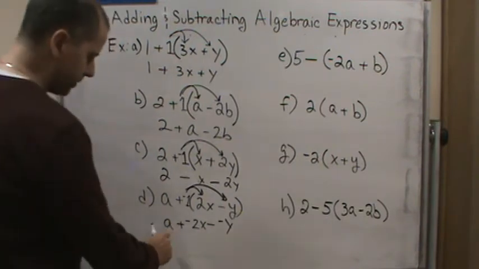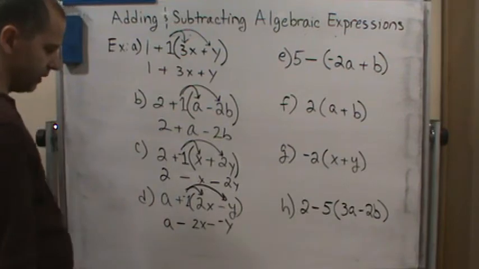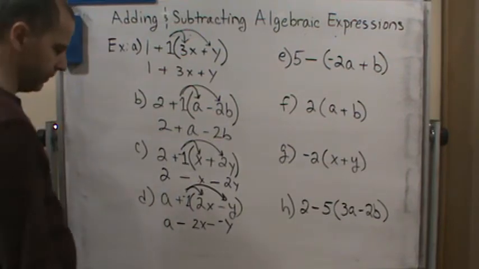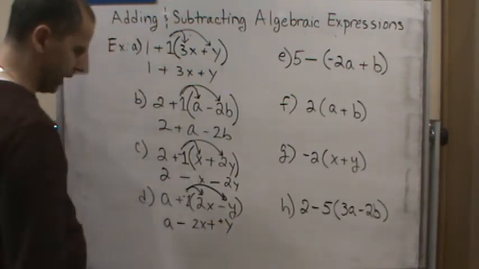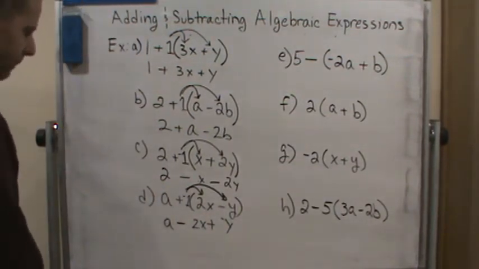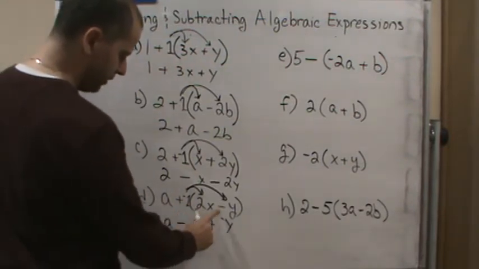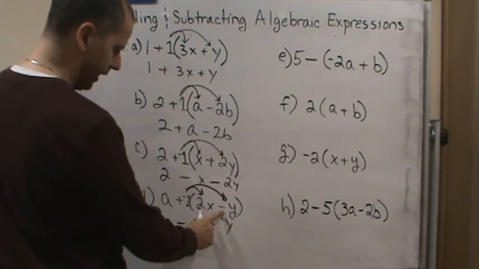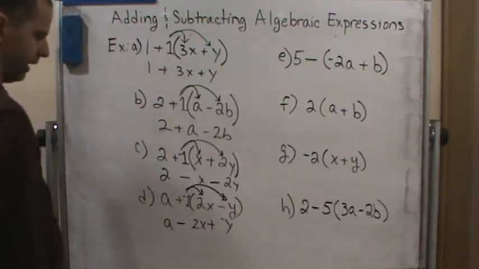But then what happens? This becomes a subtraction, right? Plus a negative is the same as subtraction. And this one here, if I change this to a plus, this goes to a plus. So it becomes an addition. So what happened? This became a subtraction. This became an addition. So the signs changed, right?